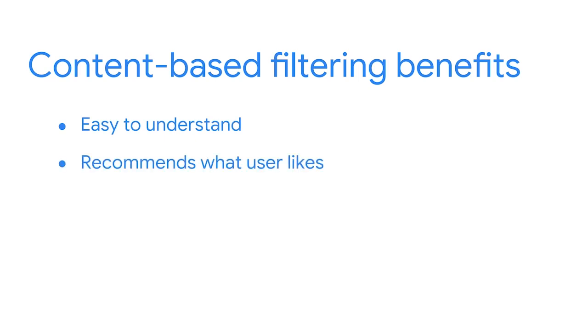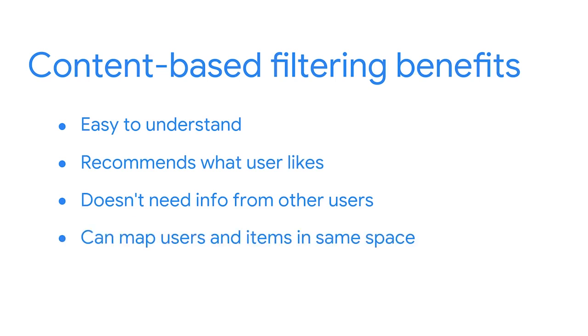Content-based filtering has benefits and drawbacks. Some of the benefits are that they're easy to understand, they help recommend more of what a user likes, even niche things that few others are interested in, and they don't need information from any other users to work. Another advantage is that the filtering is not limited to comparing items, like songs. They can map users and items in the same space and then recommend things that are closest to a user's typical preferences.